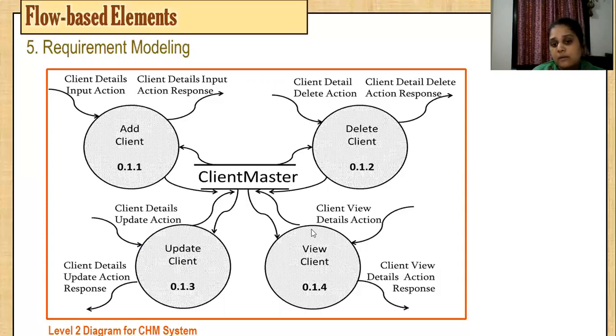Similarly, when you are viewing, you are able to get something, you are giving your data inside, you are getting a response, and you are taking something from the database. You can neglect this arrow which is showing a view. As it is view, you don't need to take something from the database.